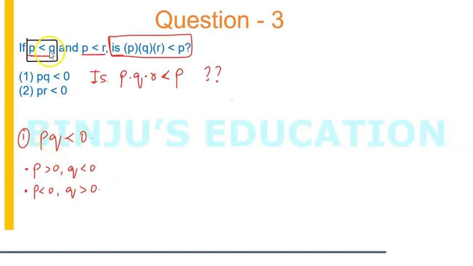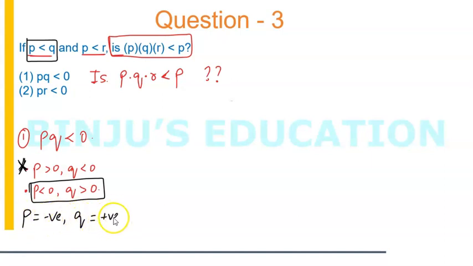Now if P is less than Q, can we say that we can simply eliminate this possibility? Because if P is less than Q, it's not possible for P to be positive and Q to be negative, right? It's not possible. So if P is less than Q, then P will be negative and Q will be positive. This is the only applicable case that we have. So from the condition, we have P is negative and Q is positive. Okay.